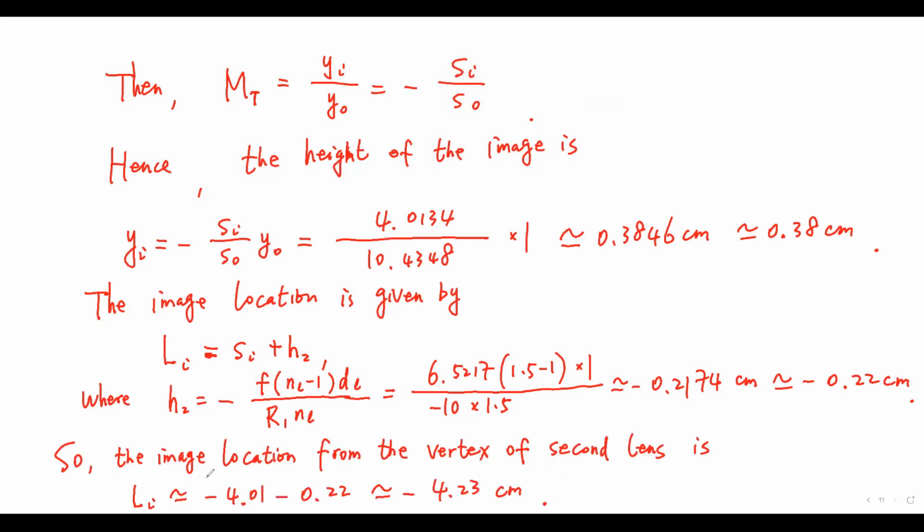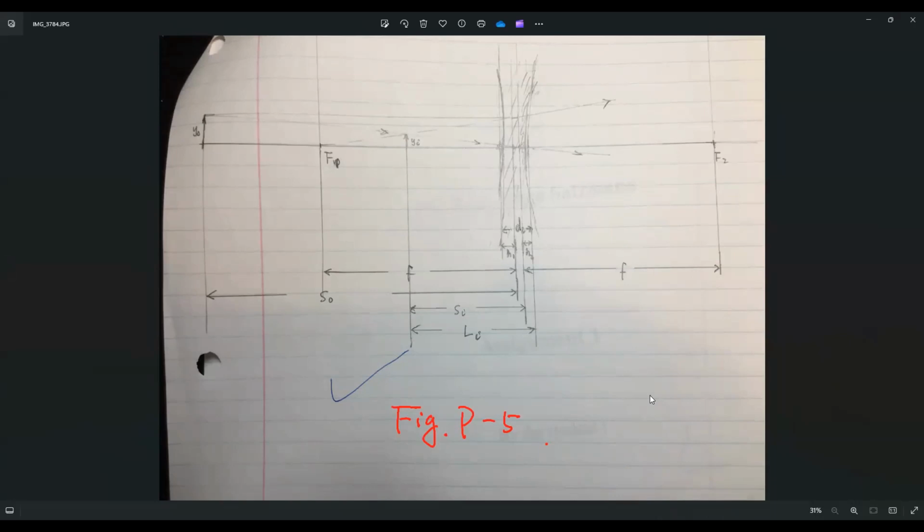So the image location from the vertex of the second lens surface is Li equals this one. The lens is illustrated by this figure.